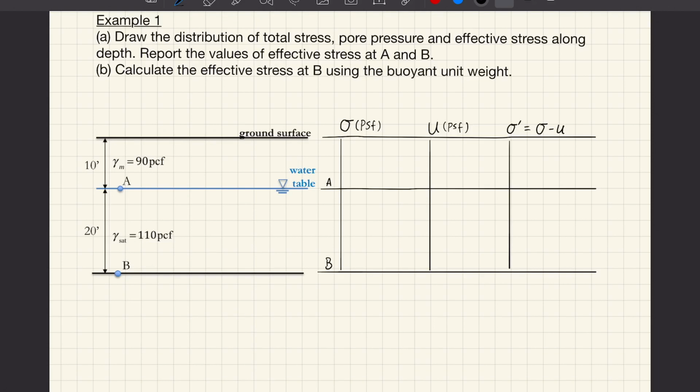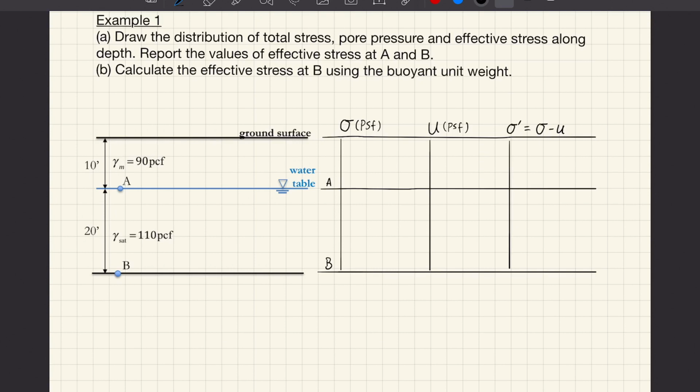Alright, so now we have learned the concept of effective stress and the effective stress equation. I'm going to present a number of calculation examples for total stress, pore pressure, and the effective stress along a given soil profile. For the first example, this is a two-layered soil profile.